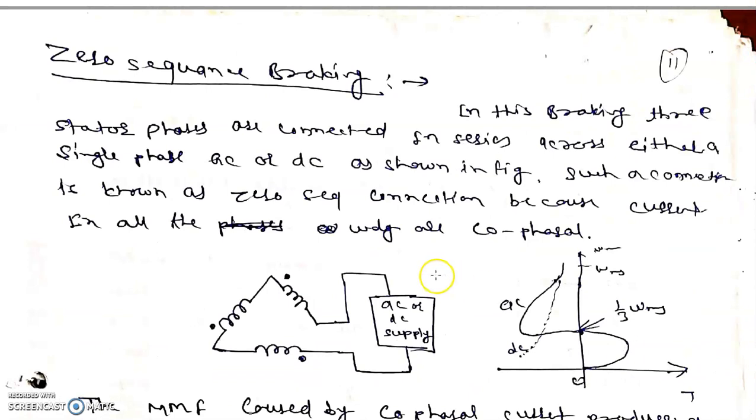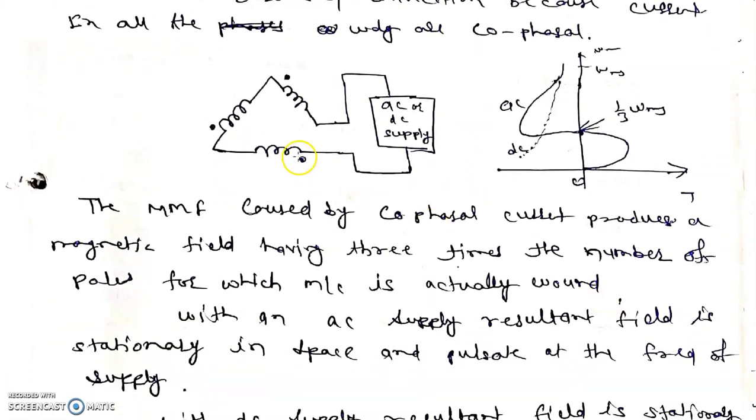Now the next method is the zero sequence braking. In this braking, the three stator phases are connected in series across either a single phase AC or DC supply. This is the circuit diagram for zero sequence braking, where all three phases are connected in series with the AC or DC supply. Such a connection is known as zero sequence connection, because in case of zero sequence supply the phase difference becomes zero, so the current in all the phases or windings is co-phasal. When we connect all the phases to a single phase AC or DC supply, the number of turns becomes 3 times. So the MMF caused by the co-phasal current produces a magnetic field having 3 times the number of poles for which the machine is actually wound.